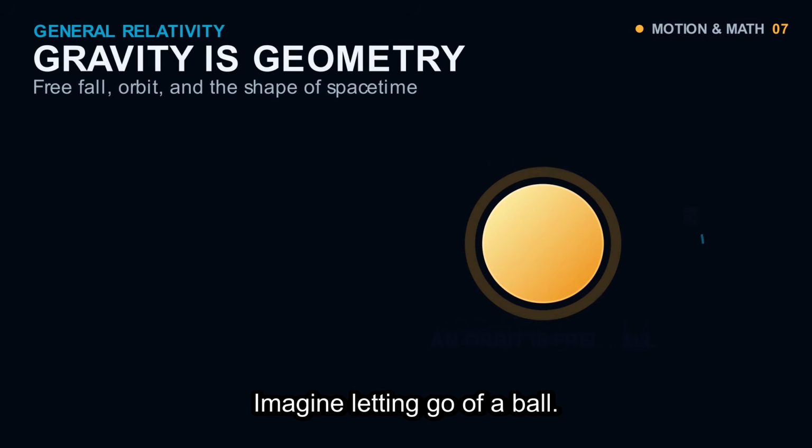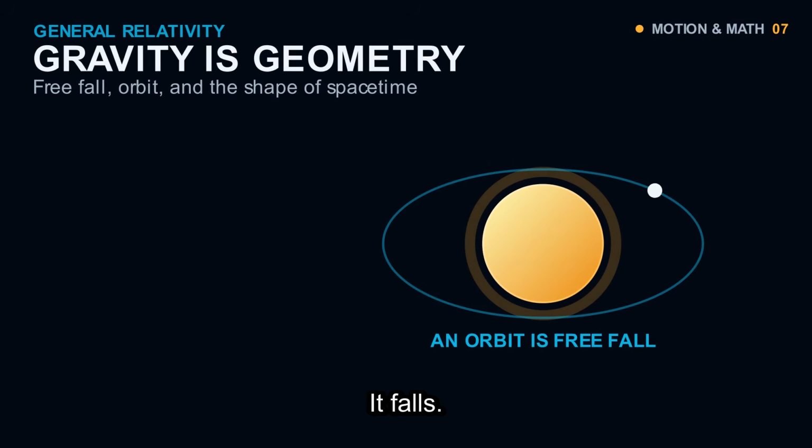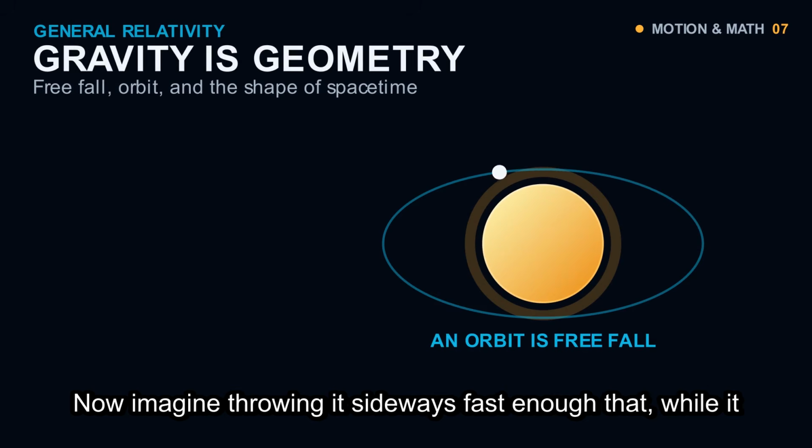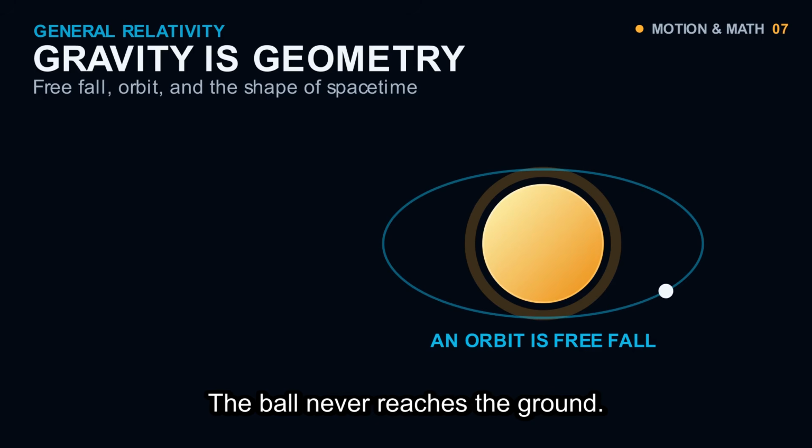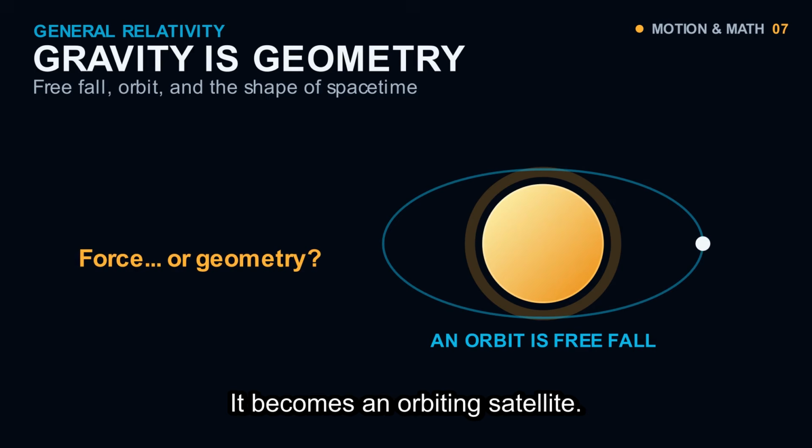Imagine letting go of a ball. It falls. Now imagine throwing it sideways fast enough that, while it falls, the Earth curves away beneath it. The ball never reaches the ground. It becomes an orbiting satellite.